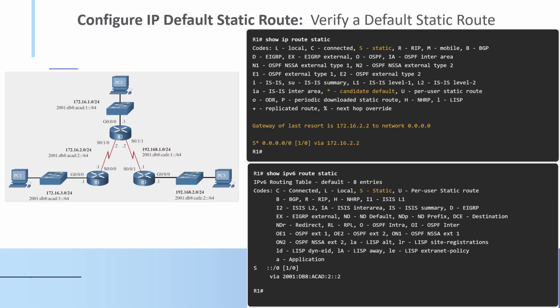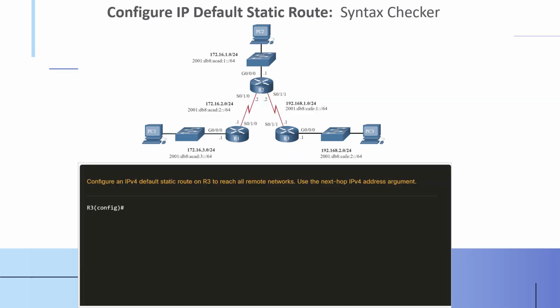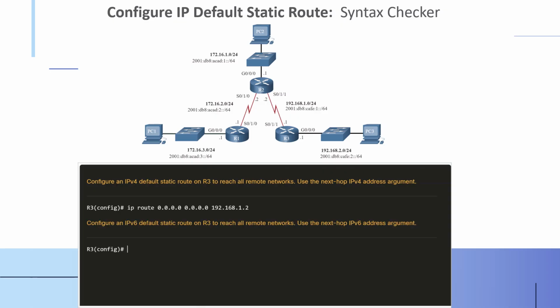And after that, we have a syntax checker. So let's look at the syntax checker, and we will configure the static route on router 3 to reach all the remote networks. Here, router 3, the same as router 1, is a stub network because it's connected to only one router, which is router 2, at the interface serial 0/1/1.